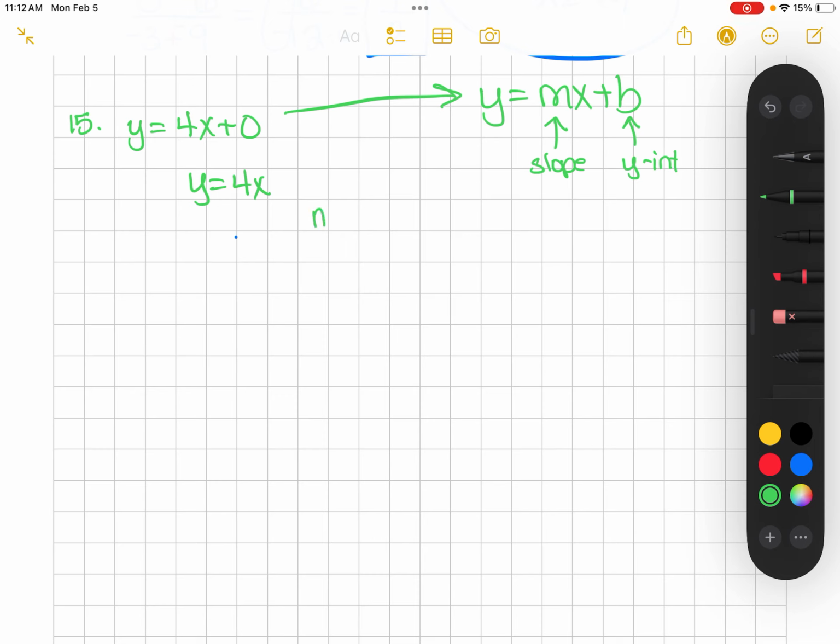So that means my slope is 4. It's the number in front of the x. Do not include the x. If you put 4x, it's going to be wrong. And my y-intercept is 0, because that's what's at the end, right? The plus b. But this didn't have anything at the end, which means 0 is at the end. So these are the 3 things I would be checking: that you did the equation in slope-intercept form, that you wrote the slope, and that you wrote the y-intercept. 3 answers for 15, 17, 19, for that whole section, 15 through 20.